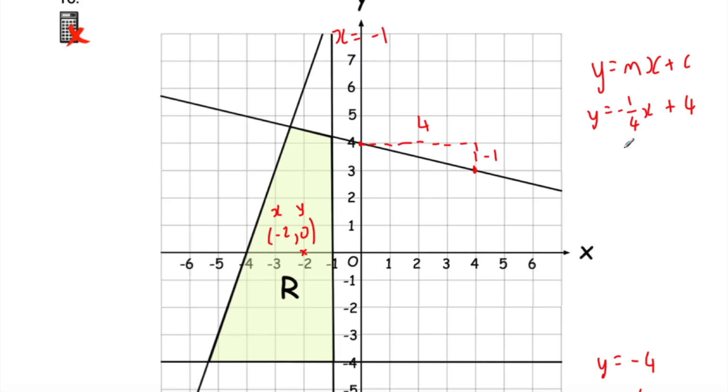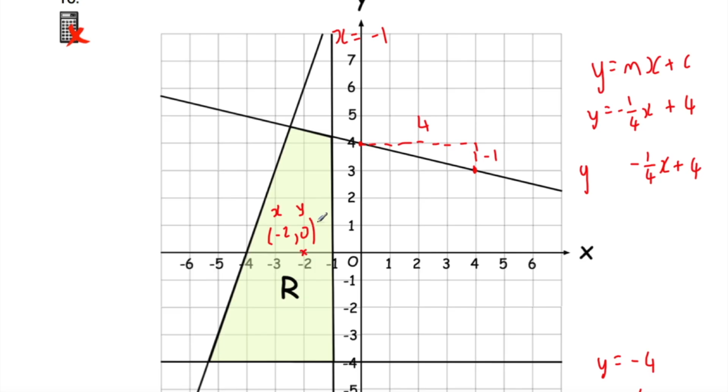So we want to write down an inequality, so we want to have y, and then we've got -1/4 x plus 4, and we want to figure out which way around this inequality sign will go here. And just to also mention, it's a solid line, so it's going to be less than or equal to or greater than or equal to.